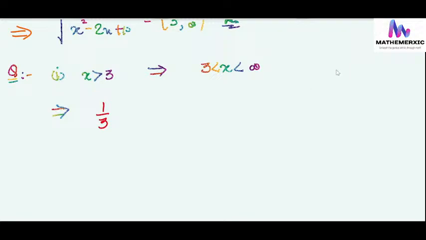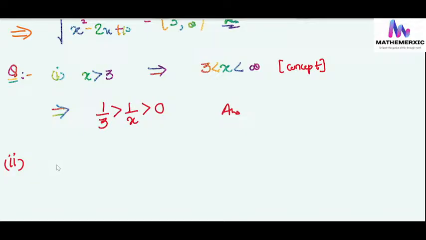So this is important. This is the concept of this particular part. Whenever we are doing the reciprocal of an inequality, the sign of inequality changes. It will be 1 by x, and 1 by infinity is 0. So we can say this is the answer: 1 by x is greater than 0 but less than 1 by 3. Let us solve some other questions.